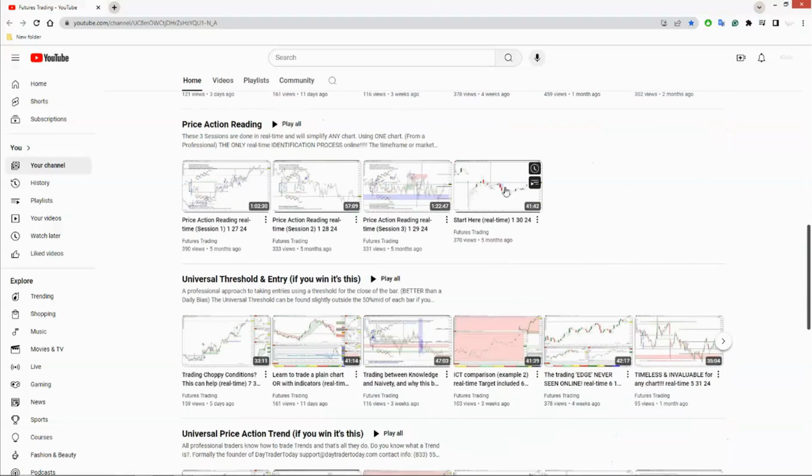If you've never read a chart before in your life, you'll definitely want to start here. This is the only real-time identification process that's online. So I'm trying to give you something that, again, you can read in real time. It's really important. That's what's going to be happening when you trade.